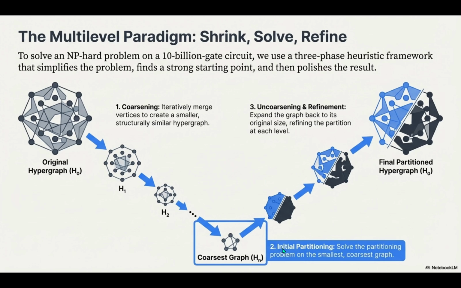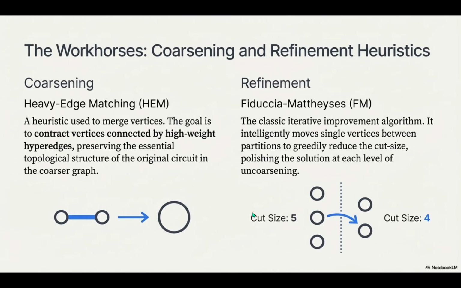That's a fantastic analogy. And you can't just merge things randomly, of course. You destroy the structure of the circuit. We use heuristics to guide it, something like heavy edge matching. Which means it's pretty intuitive. You look for pairs of components that are already connected by the heaviest, most important wires. You merge those first, because they were probably going to end up in the same block anyway. Exactly. You're preserving the most critical topological relationships.